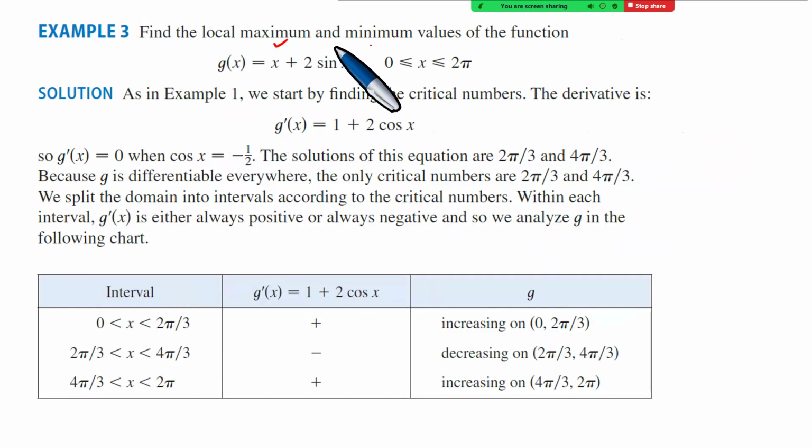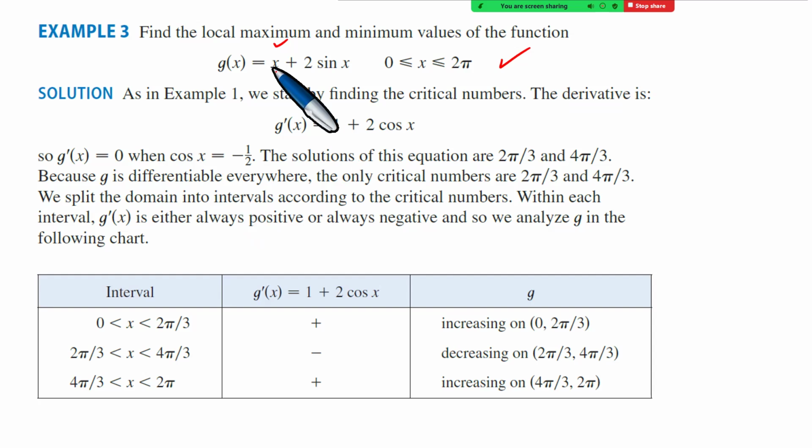Find the local max and minimum values of the function. So let us look at the next function, which is the g of x function. G of x is equal to x plus 2 sine x, where x lies between 0 and 2 pi. As in example 1, we start by finding the critical numbers. The derivative is the following.